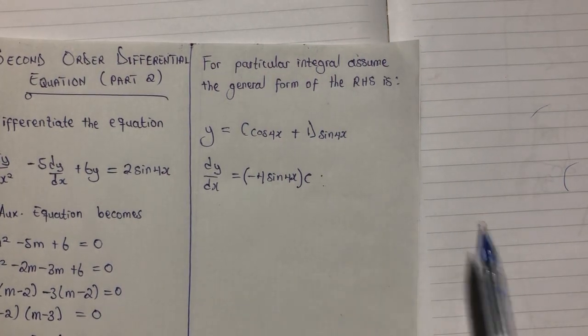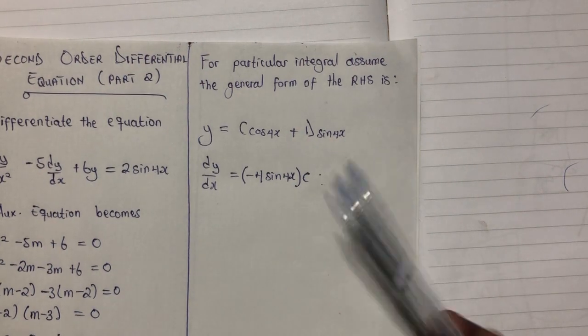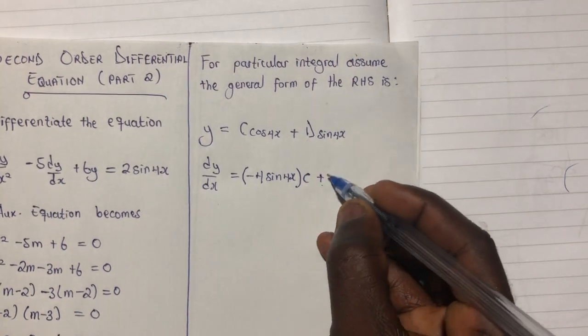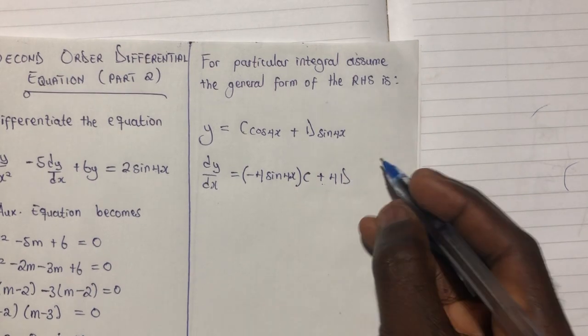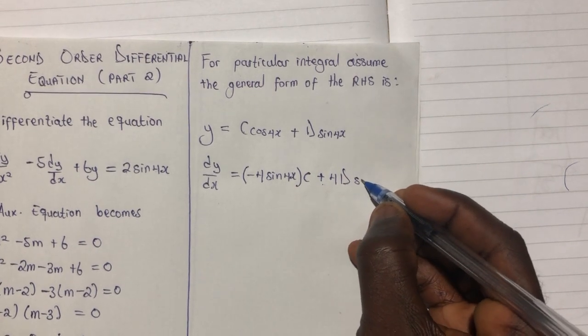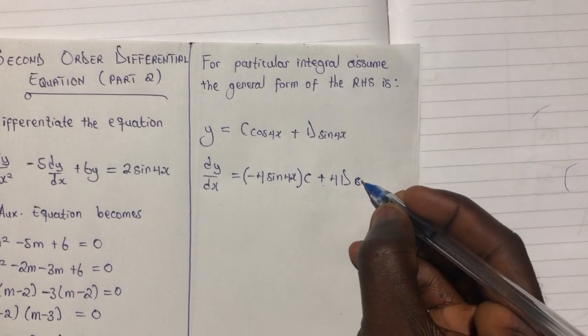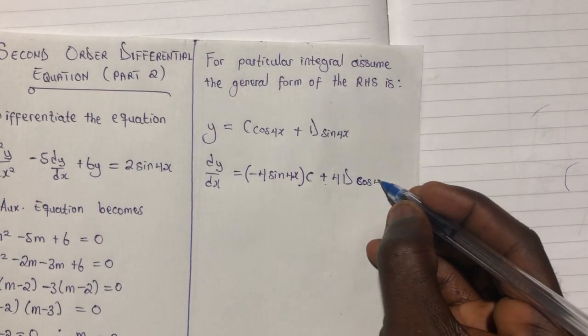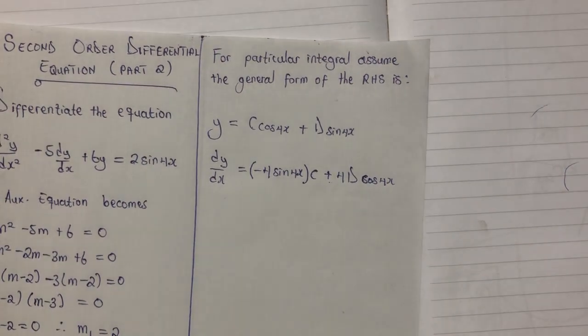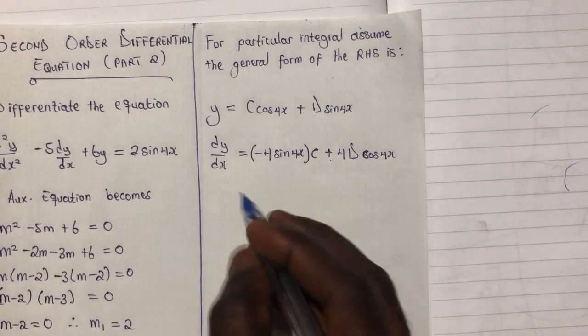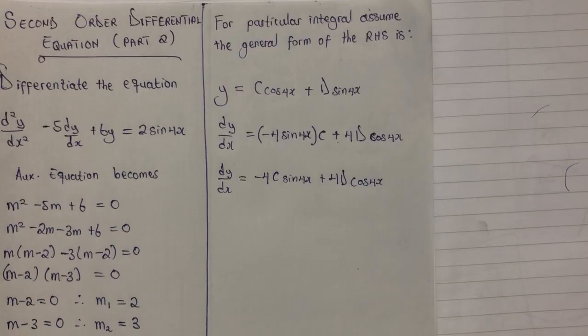Cos. So I'll first differentiate this side, I'll get 4. So I'll get plus 4d cos 4x. So this is it. So let me rewrite this term again because of the error here.